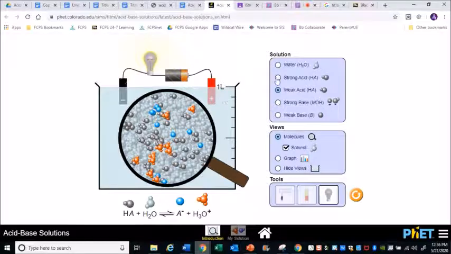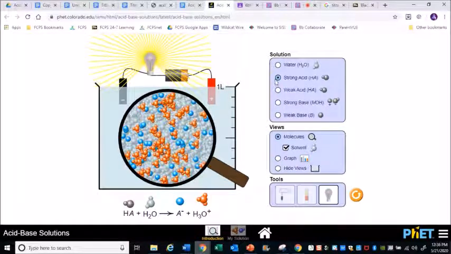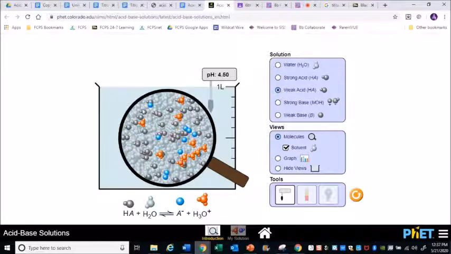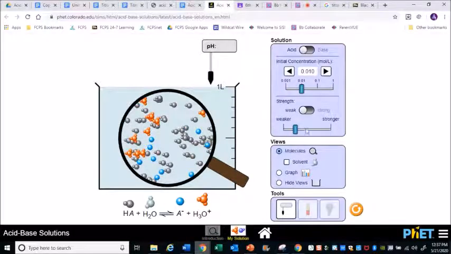Partially lights up, but if we go to the strong acid, look, it's lighting up a lot. So you can use that, or you can use the pH meter, dip that in there. But if we're looking at the weak one, the pH will be a little bit higher. Now you can also use this part of the simulation where you adjust the concentration, okay?